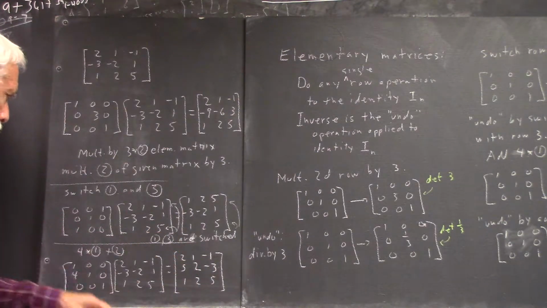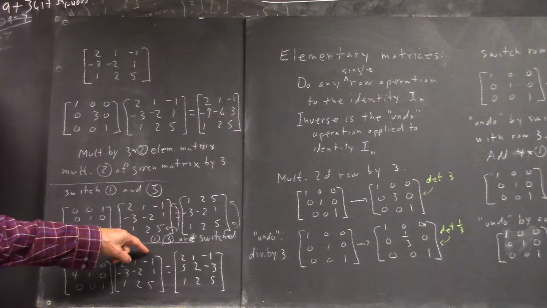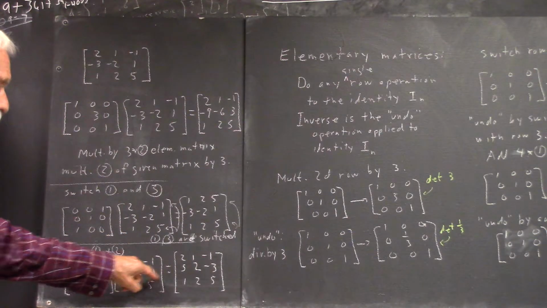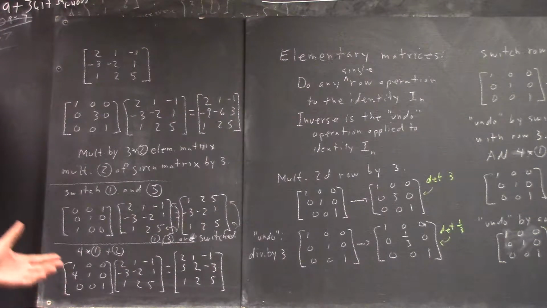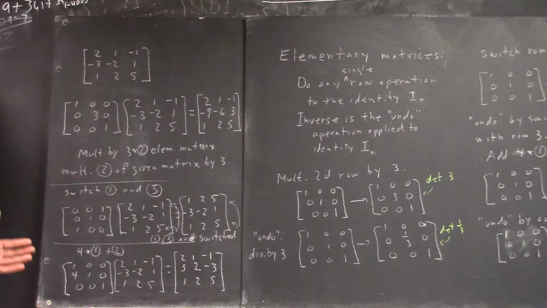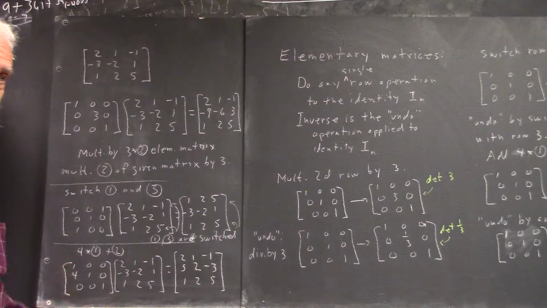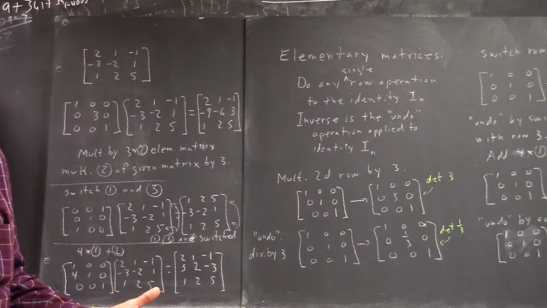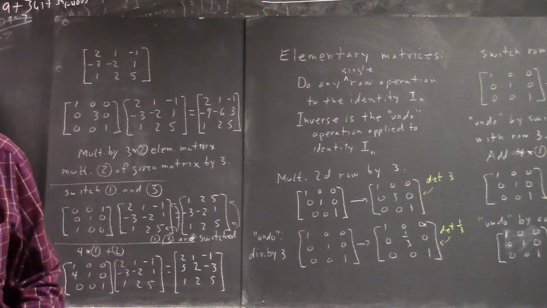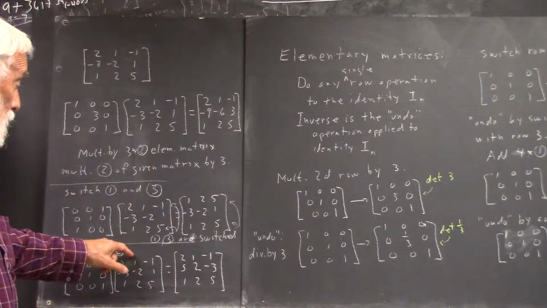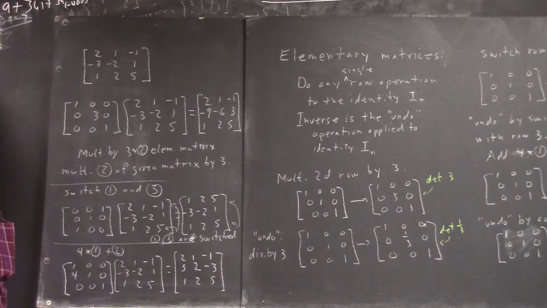And I'm looking at the wrong matrix. 4 times negative 1 and 1 times 1 gives us negative 3. Okay? So you see why the matrix does what it does. You see why multiplying by the elementary matrix gives you the matrix that you get from the same row operation. Okay?